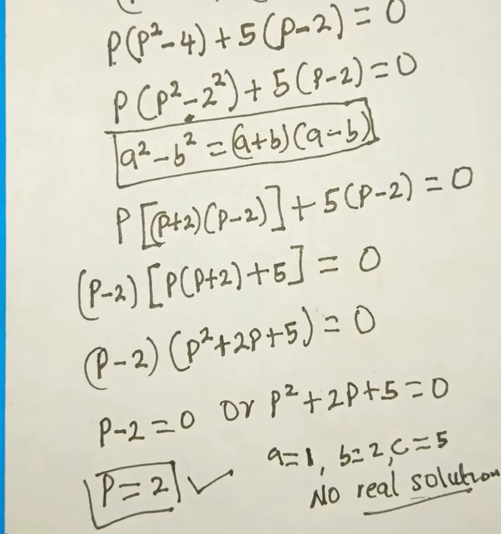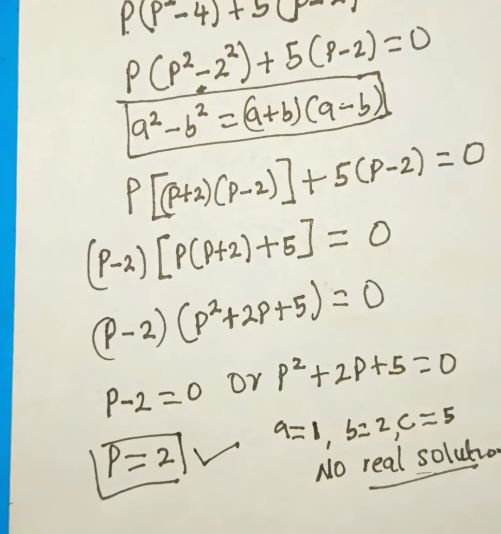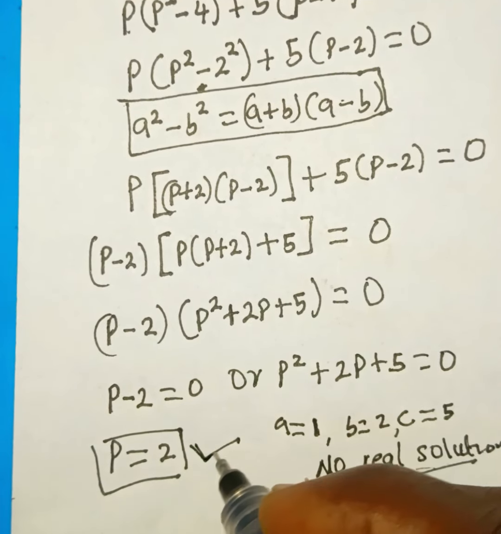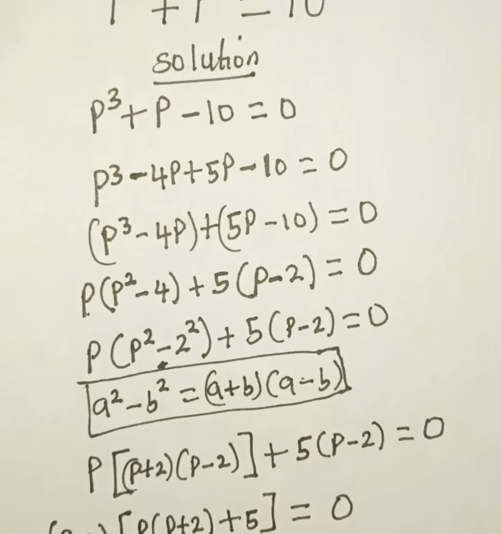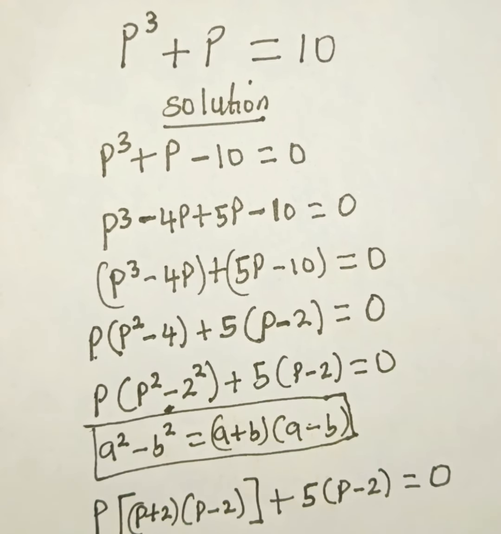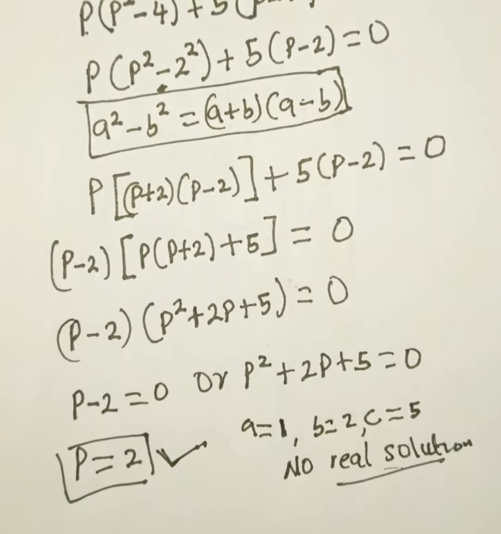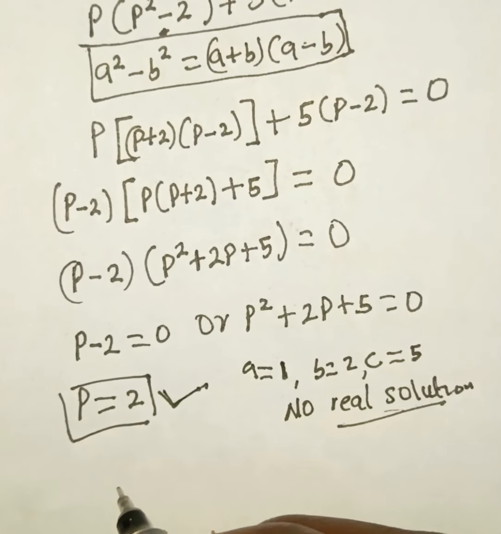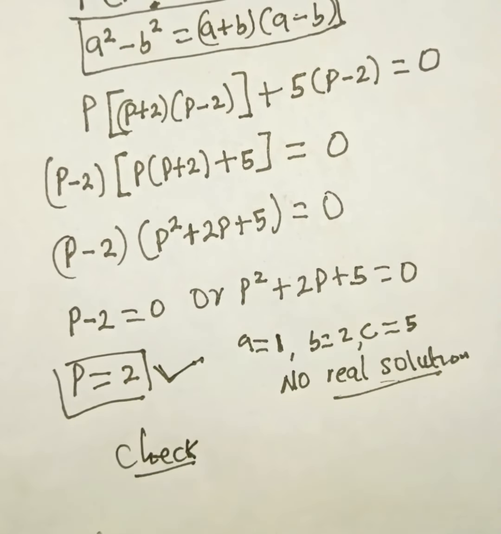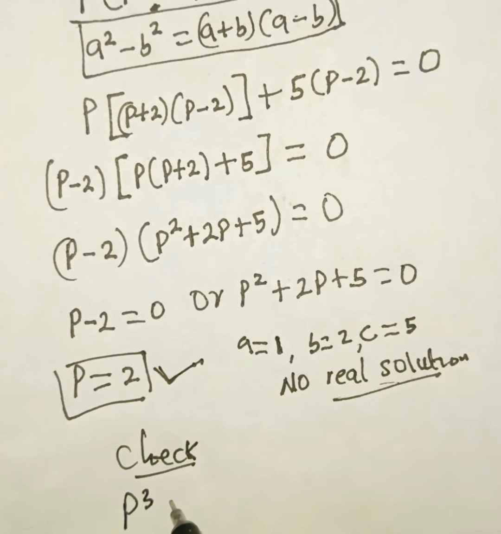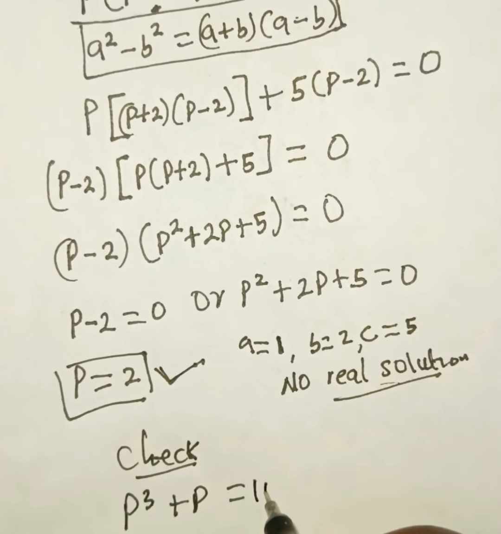And for us to check that truly p is equal to 2, we are going to substitute anywhere we see p as 2 into the original equation, which is what? P to power 3 plus p equal to 10. So we need to copy the original equation. We are going to check now. So the original equation is what? P raised to the power of 3 plus p, which is equal to 10.